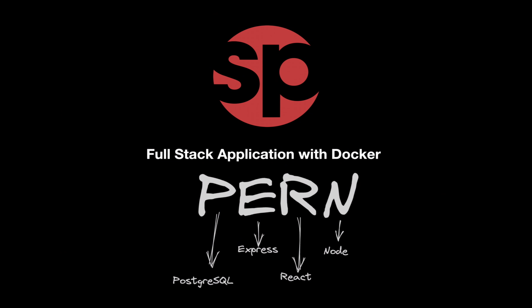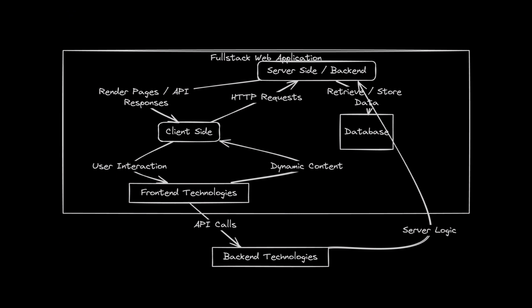This video will explore the process of creating a full-stack web application using React, Node.js, Express, and PostgreSQL. We will discuss the key components of each technology stack and how they interact to create a cohesive application. Building a full-stack web application involves developing both the front-end and back-end components of the application.